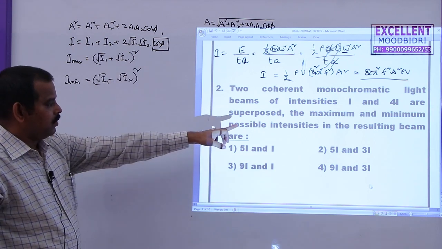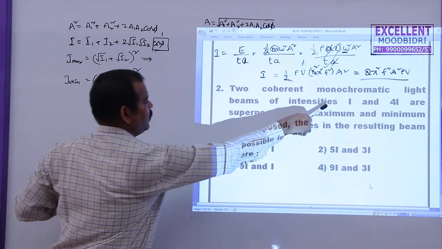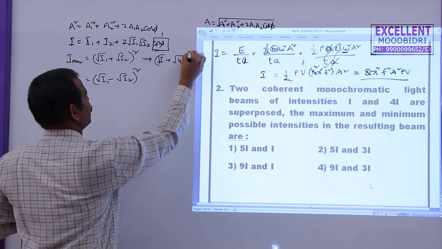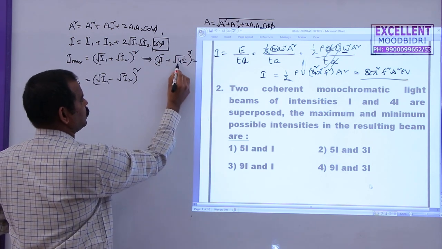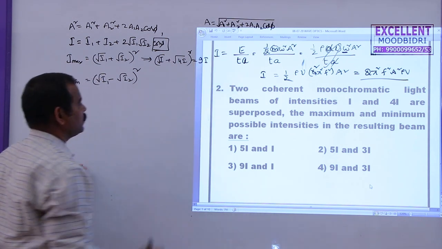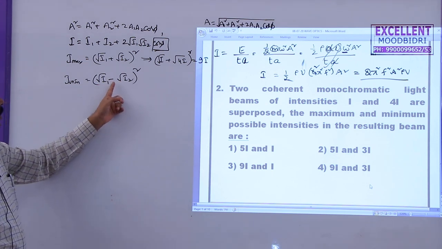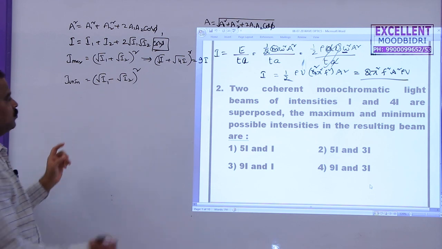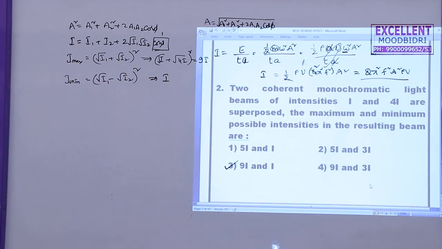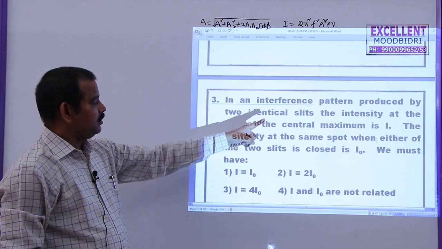They are asking the maximum and minimum possible intensities. The maximum possible intensity in this problem, with I and 4I, will become root I plus root 4I whole square, which you can write as root I plus 2 root I, that is total 3 root I whole square, that is 9I. Similarly, the minimum will be root I minus root 4I, that is root I minus 2 root I, which will be minus root I whole square, which is equal to I. So the intensities are 9I and I. Option 3 is correct.